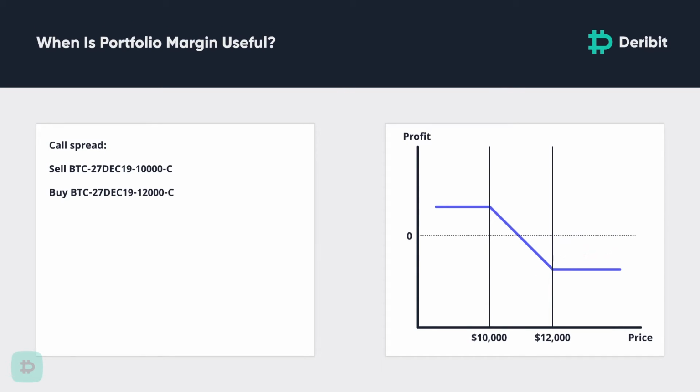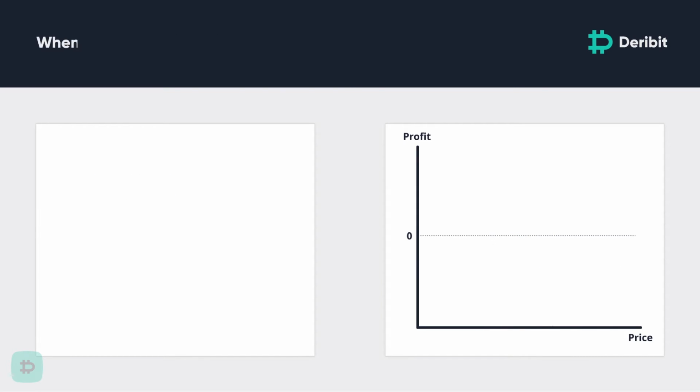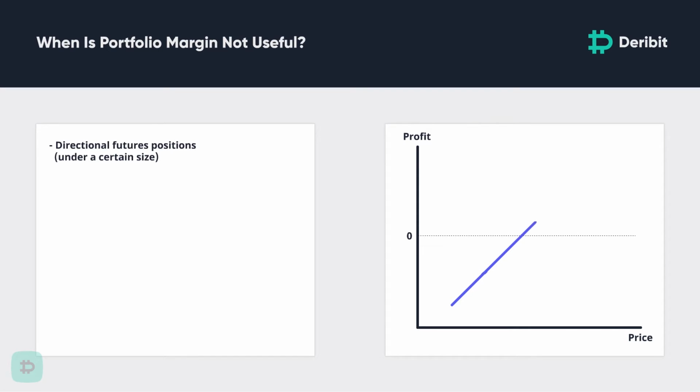In a regular margin account, while the profit and loss would still be offset, the margin required would not be offset. There are also circumstances where portfolio margin is not useful. It is not always the case that portfolio margin lowers the margin requirements. For instance, directional futures positions that are not large enough to require over 10% maintenance margin in a regular account. This is due to the linear increase in margin requirements. These will actually have lower margin requirements with a regular margin account.